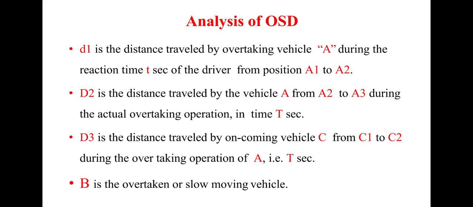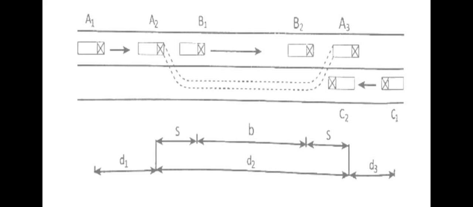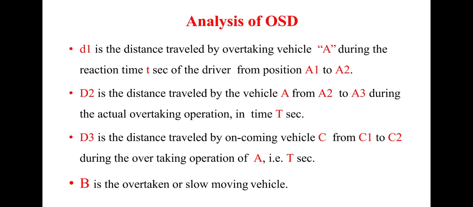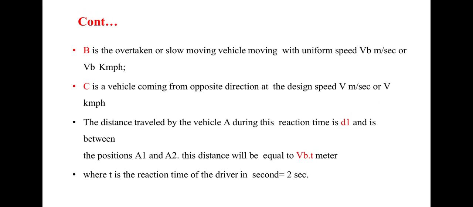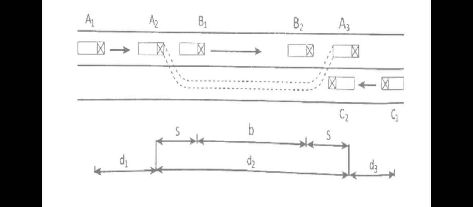During the overtaking operation of A, this is the opposite vehicle coming from the opposite direction, in time T seconds. So B is the overtaken or slow moving vehicle, moving with a uniform speed of say VB meter per second or VB kmph, and C is a vehicle coming from the opposite direction at a design speed, that is V meter per second. Then the distance traveled by the vehicle A during the reaction time of a driver.